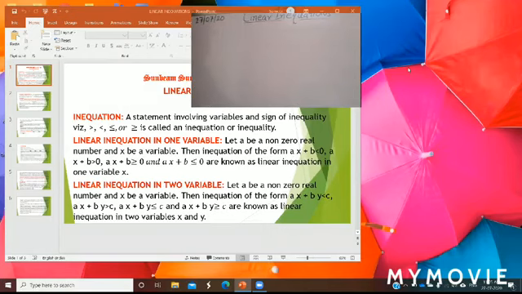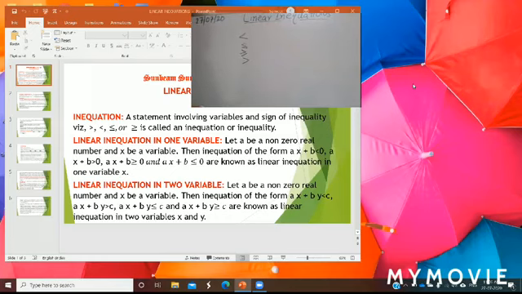Jai Hind. So today we start with a new chapter, linear inequality. So all of you know about the inequality signs, that means greater than, less than. If you write here less than, less than or equal to, or greater than or equal to, or greater than. So here you learn about linear inequality.